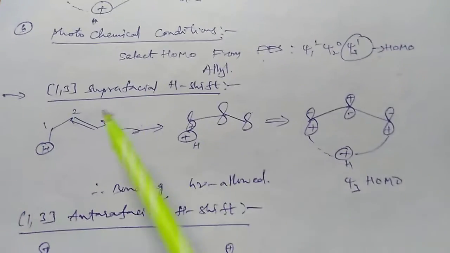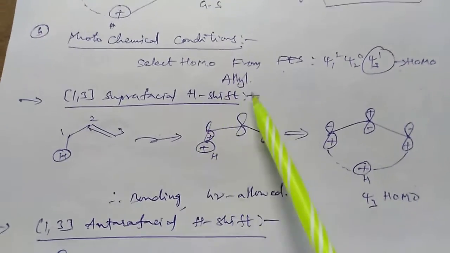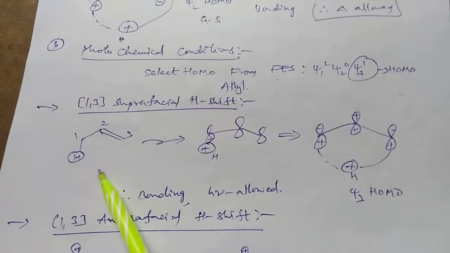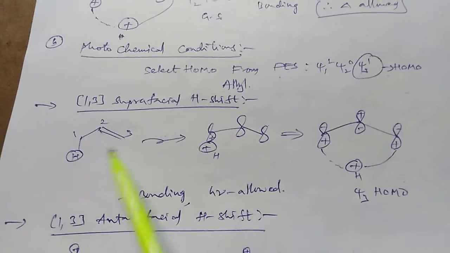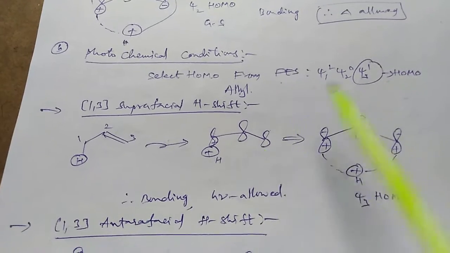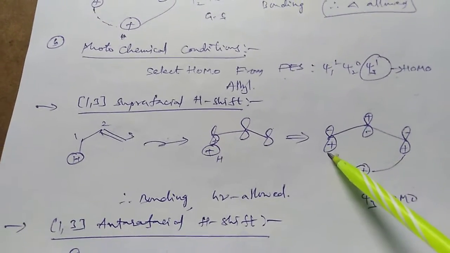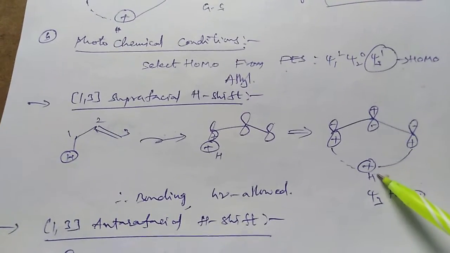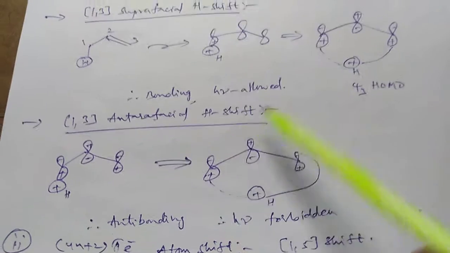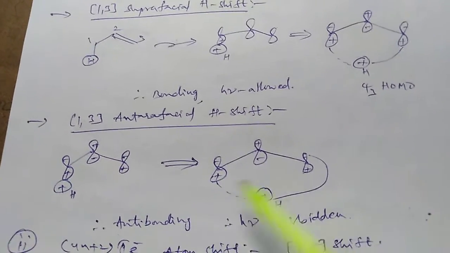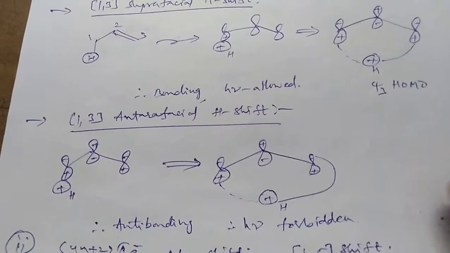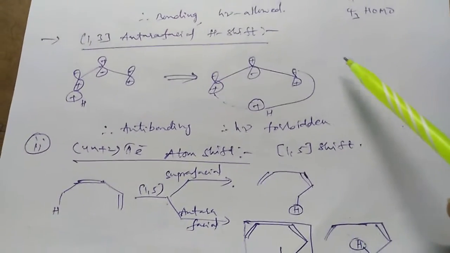Now we are writing the 1,3 suprafacial hydrogen shift. The hydrogen is shifting from the first position to the third position, where the bonding interaction is developed between the first carbon atom and hydrogen, therefore it is photochemically allowed. But in the 1,3 antarafacial proton shift, anti-bonding interaction is developed, photochemically forbidden. So it is for the 4n system.